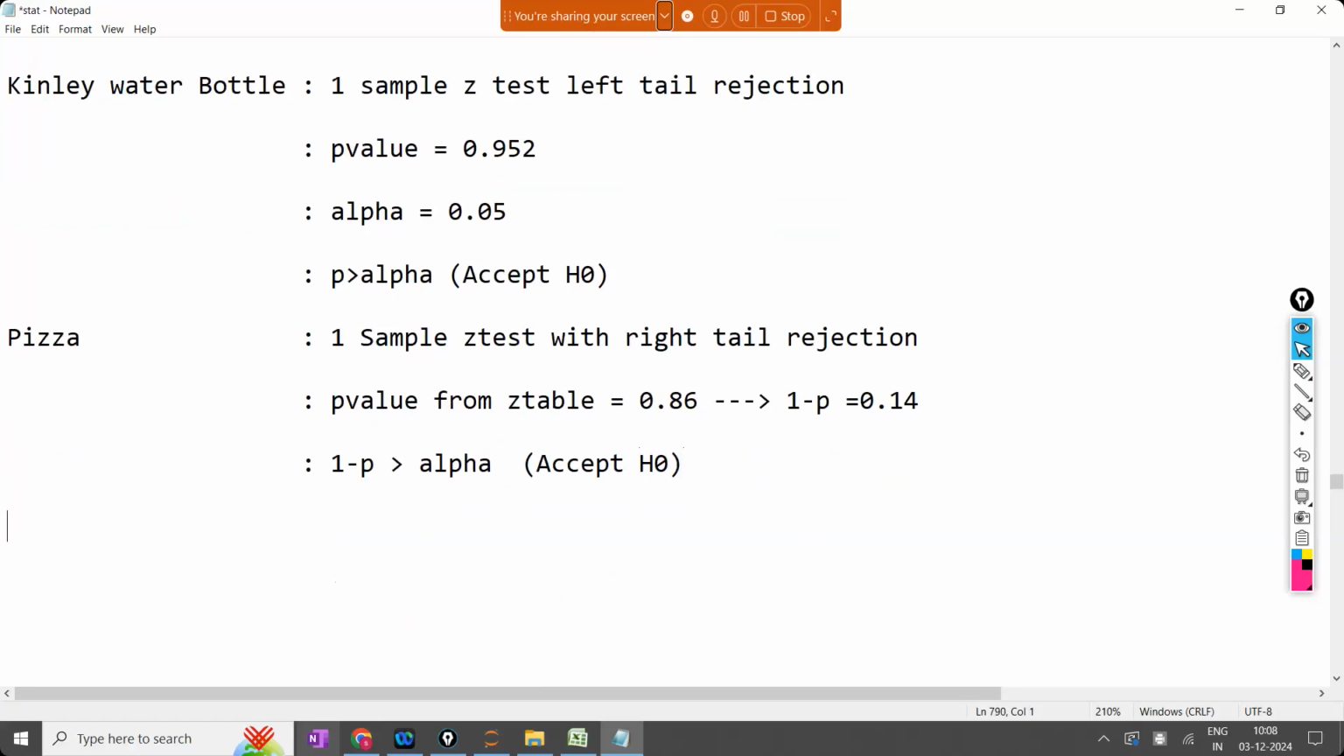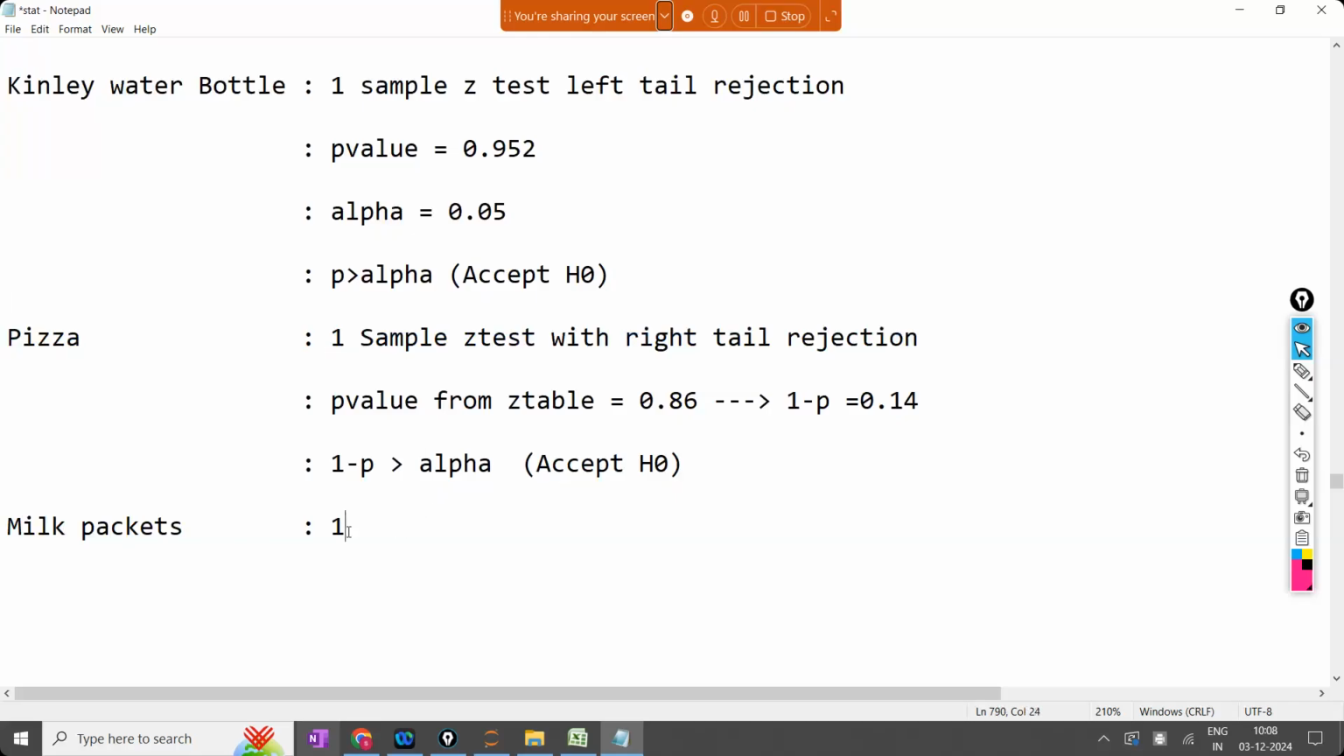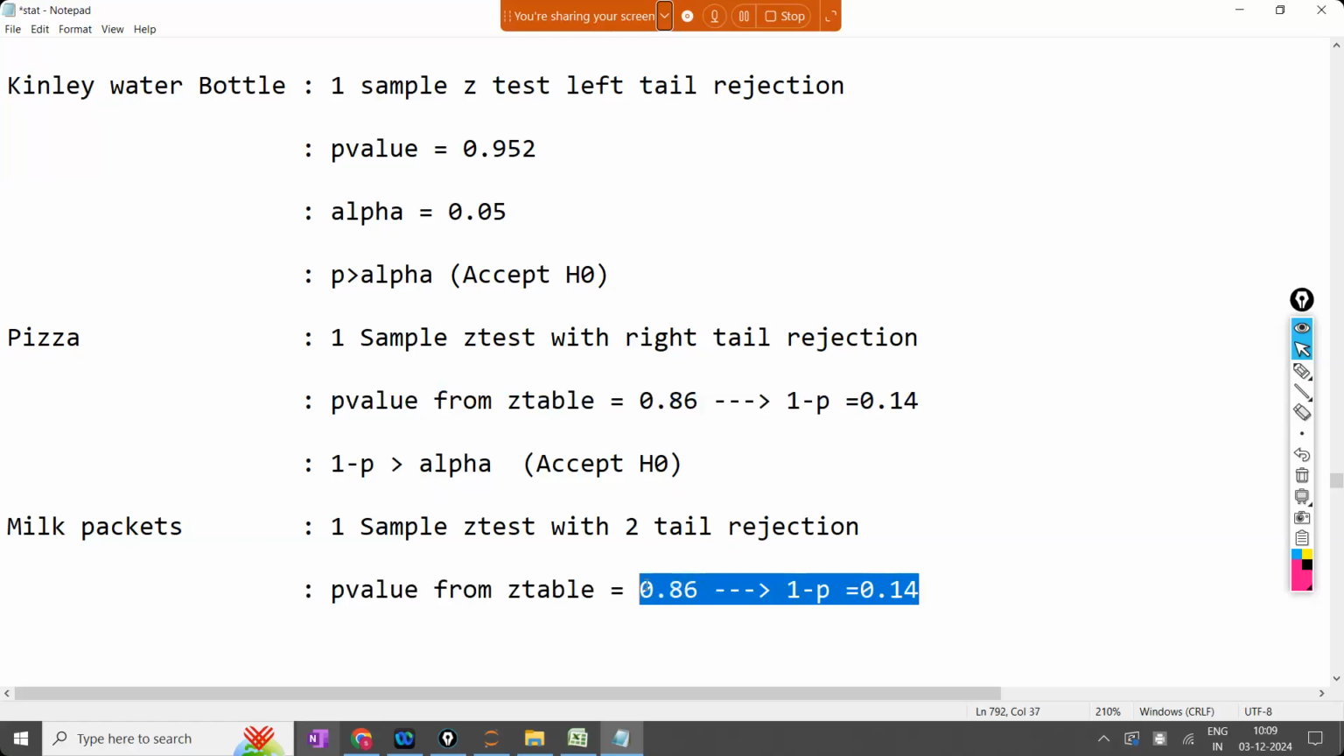Next, coming to the next one. Third example. What is your third example? Milk packets. What is the milk packets example? The milk packets is a two-tailed rejection. It is a one sample test with a two-tailed rejection. When it is a two-tailed rejection, what p-value have you got from the Z table? Again, you are going to get only the left side area. What is the p-value you got from the Z table?